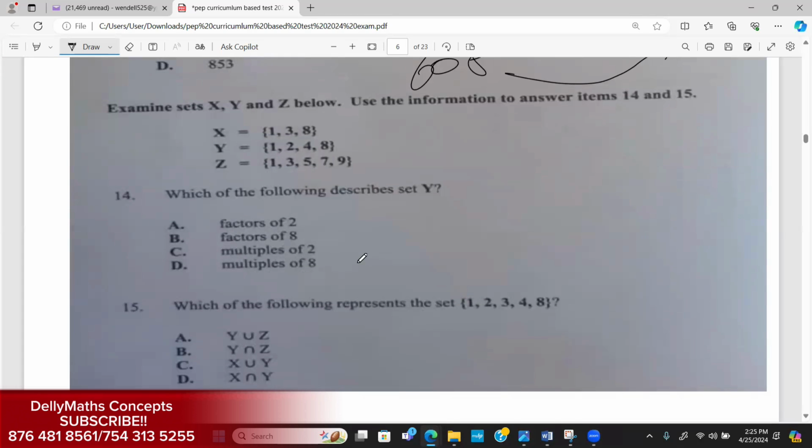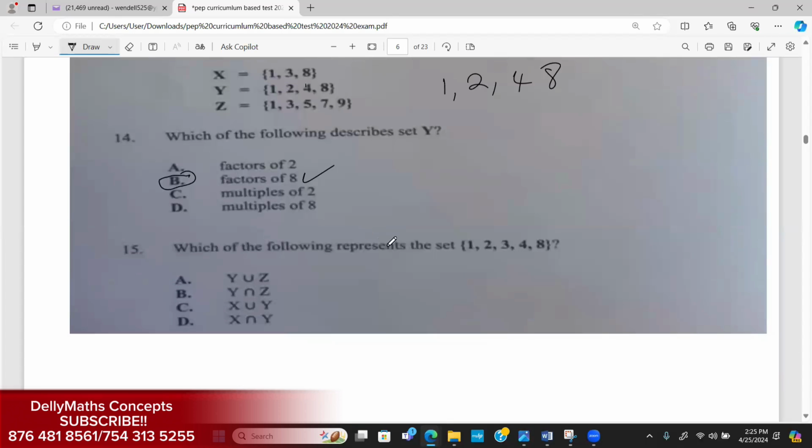All right. So let's look. We're looking at these. It says, which of the following describe set Y? All right, set Y. What is set Y? I'm seeing 1, 2, 4, 8. Those are factors of 8. So B is correct right here. Factors of 8, things that can go into 8 without a remainder.